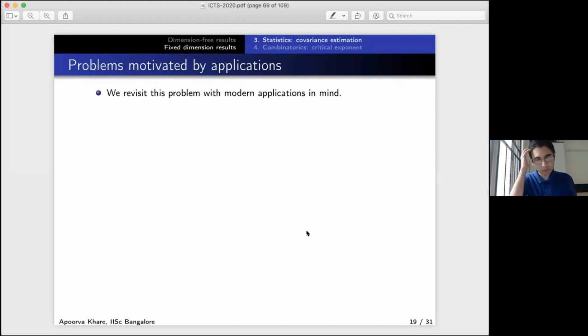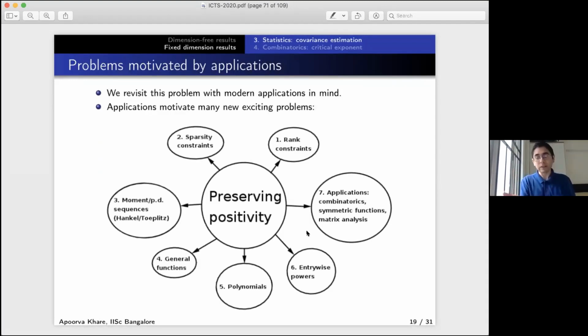So what we have been doing in the last few years is to revisit this problem with modern applications in mind. These applications provide very nice refinements of the original problem, motivate various kinds of questions, and actually connect to a lot of different areas. If I know how many samples I have, usually, as I said, you can't collect too many samples when you have a 1 lakh by 1 lakh matrix to make. So maybe your samples are only 5 or 7 or 10. Then the samples directly give you rank constraints on the covariance matrix. So it's very natural to ask which functions preserve positivity on rank-constrained matrices.